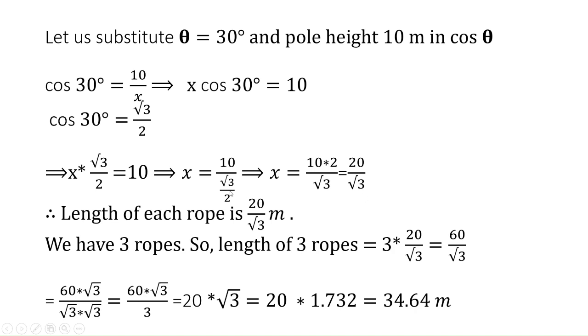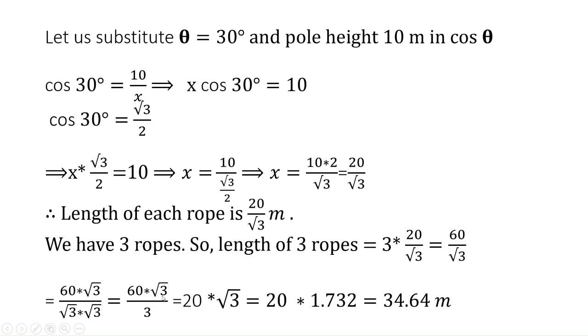But we know we need three ropes to make that pole stand erect. So we got the length of one rope as 20 by root 3 meters, but we need three ropes length. So simply what can we do? We can multiply the length of each rope into 3. So 3 into 20 by root 3, that is equal to 60 by root 3. After simplification, we are making simplification here. 60 by root 3, both the sides, we have multiplied by root 3 by root 3, that is nothing but 1. So this is all about simplification.